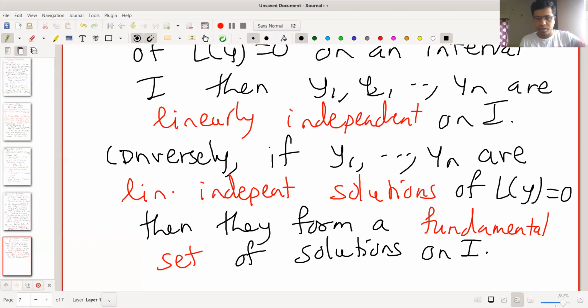In the next lecture, we consider homogeneous differential equations with constant coefficients, and we explicitly find the general solutions in each case. Thank you.